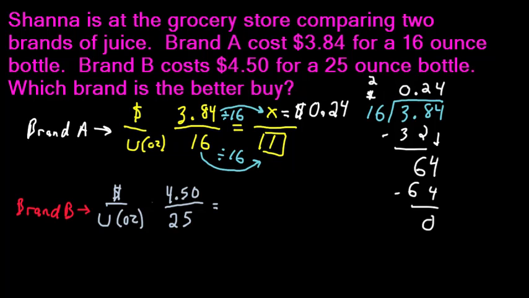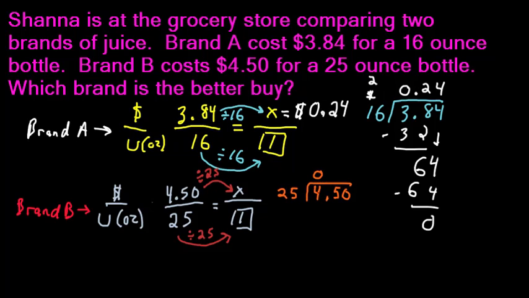All right, we want to find out how much it costs for 1 unit. All right, so to get from 25 to 1, we divide by 25. So to get from 450 to our unit price, we're going to divide by 25. Same thing, to find the equivalent ratio. So we have $4.50, and we're going to divide by 25.